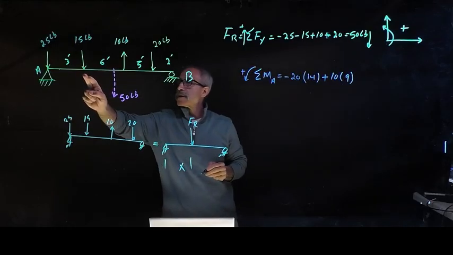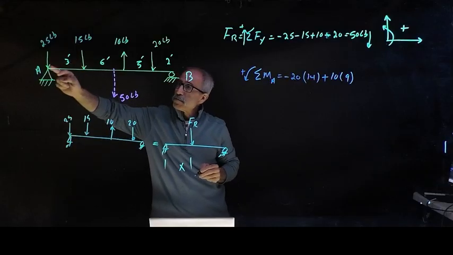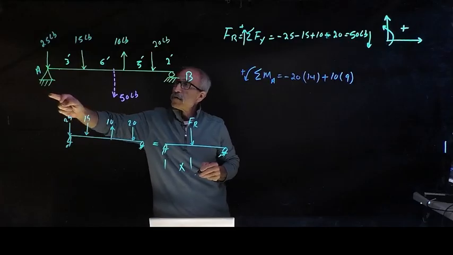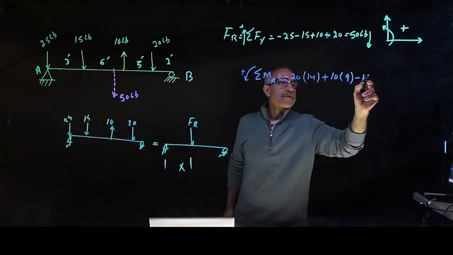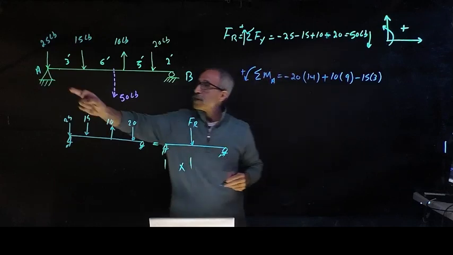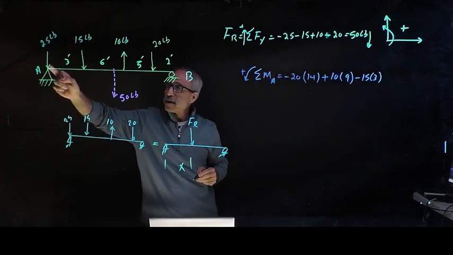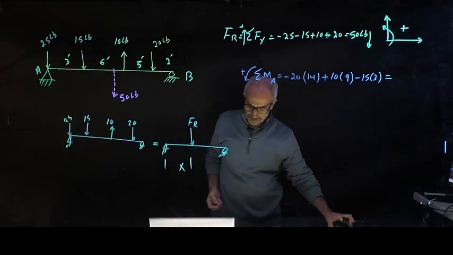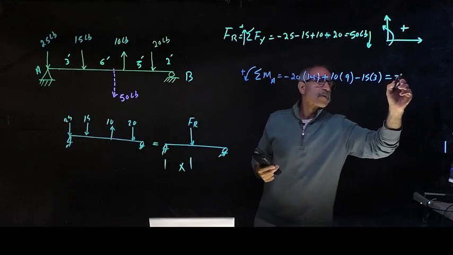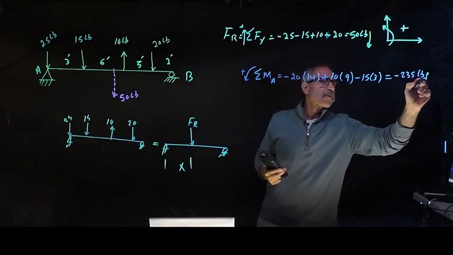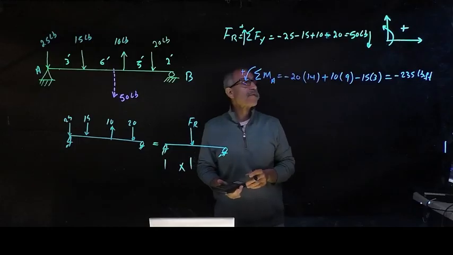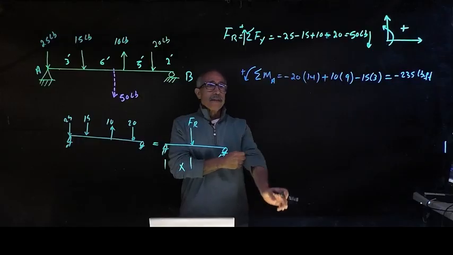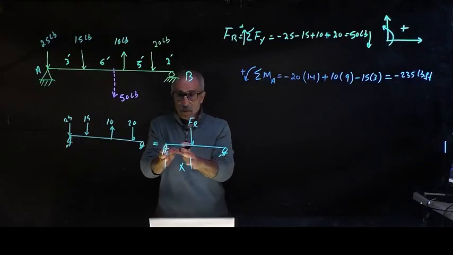And then I'm going to come back here. This one is going to be clockwise, so it's negative. It's going to be minus 15 times 3. And this one cannot take a moment about itself because it's right on top of point A. There's no distance between them. So it's equal to 235 pound-foot.